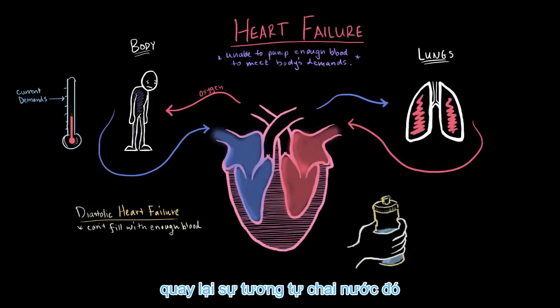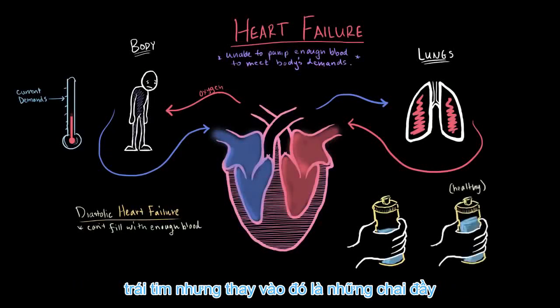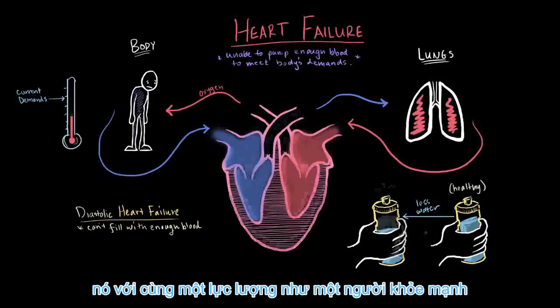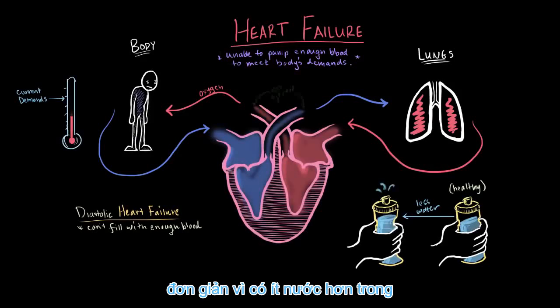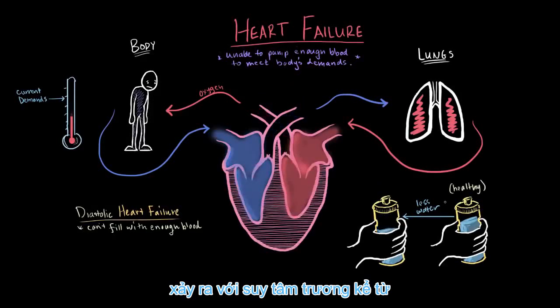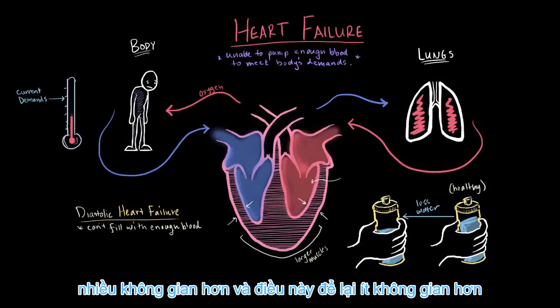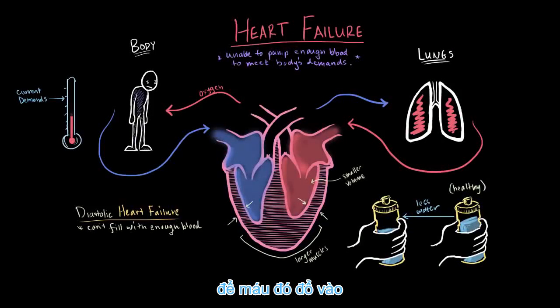So if we jump back to that water bottle analogy, this time you're holding it with one hand, just like we were for the healthy heart, but instead the bottle's filled with less water. So even if you squeeze it with the same force as a healthy heart, less water is going to be ejected simply because there's less water in the bottle. And this is essentially what's happening with diastolic failure. Since there's less blood filling in the ventricles, even if it's pumping with the same force, less blood's going to be ejected to the body. But why is there less blood filling in the chambers? Well, it's because those muscles are actually larger in this case, and they take up more space. And this leaves less space for that blood to fill into the ventricles.